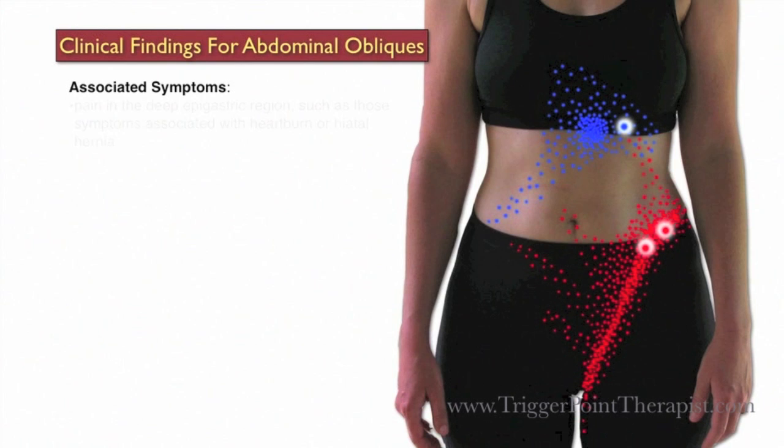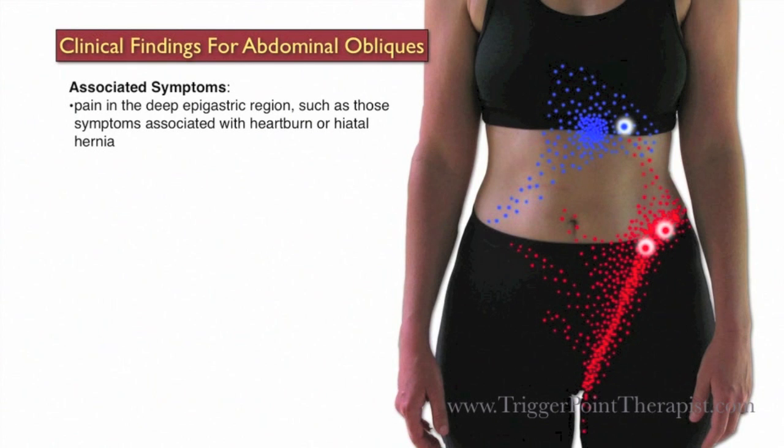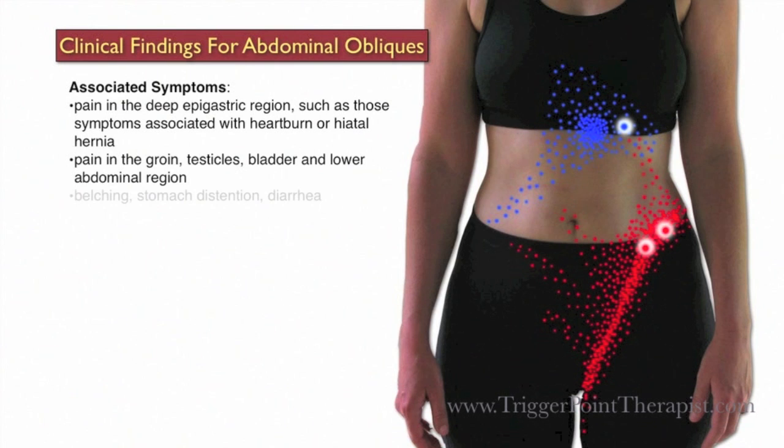Here are the clinical findings for the abdominal oblique trigger points. Clients with abdominal oblique trigger points will typically complain of pain deep in the epigastric regions, sometimes associated with heartburn or hiatal hernia, groin pain, pain in the testicles, pain in the bladder area, and sometimes pain in the lower abdominal region in general. Oftentimes, I hear clients complaining of belching, stomach distension, and diarrhea.